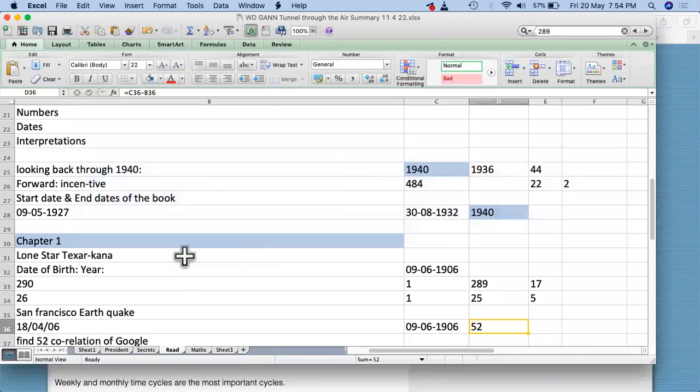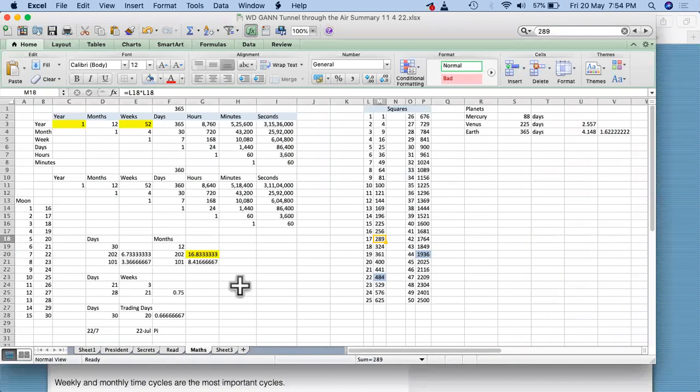Probably that's why I have also taken these maths calculations. We're talking about a year, a month, a week, a day, hours, minutes, seconds. Again, we have done the same thing for a month. Here we have done the calculation for a year, that is, 1 year is 12 months, and the overall calculations.